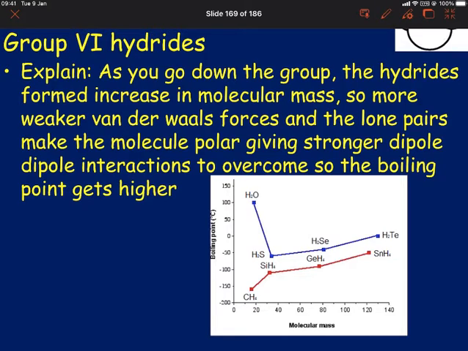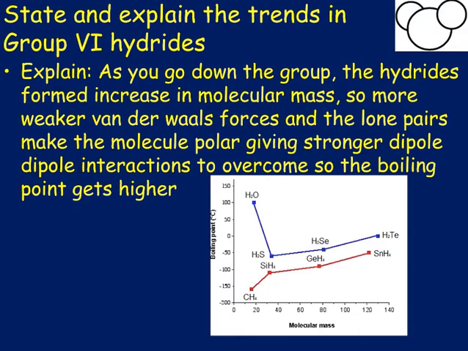as you go down the group, the hydrides formed, they're getting bigger in molecular mass, so they'll have more weaker van der Waals, and the lone pairs make the molecule polar, giving the stronger dipole-dipole interactions. And that's why the boiling point is increasing as you go from H2S to H2Te. So we're putting together a couple of things here now, and just have to see, can you do your best? So state is always describe the line, and explain then is what thing can you use to explain why the line is that shape.